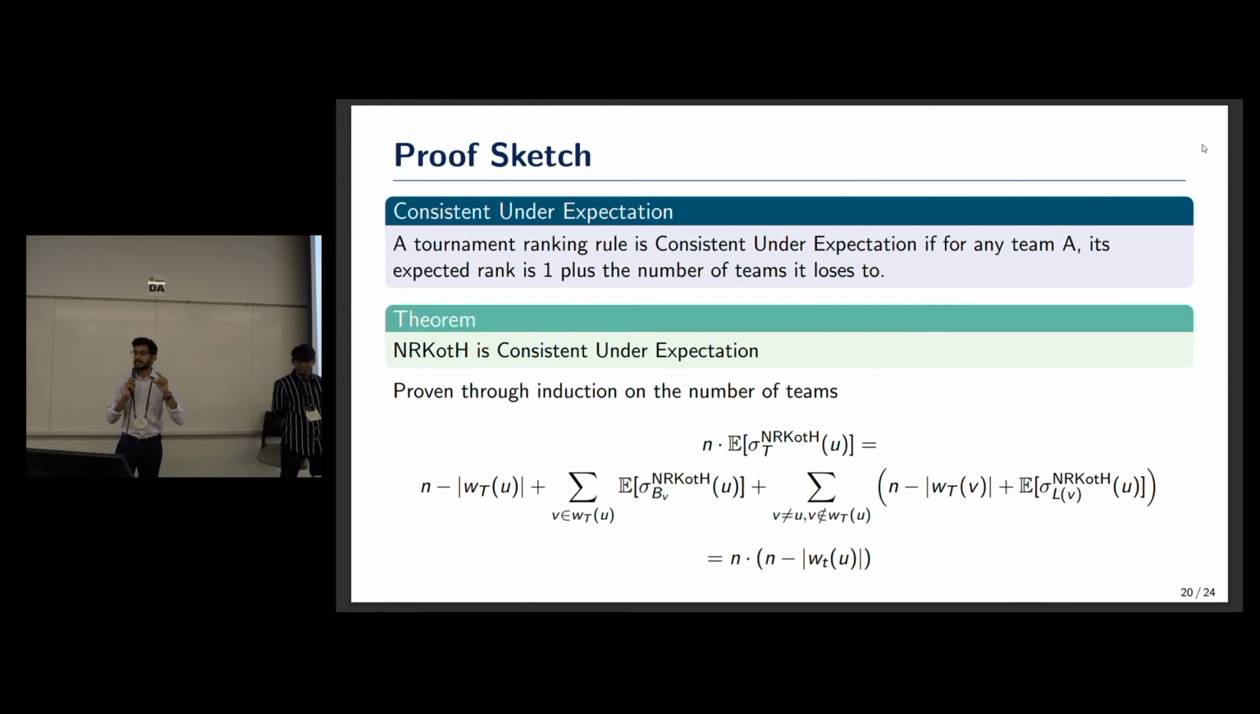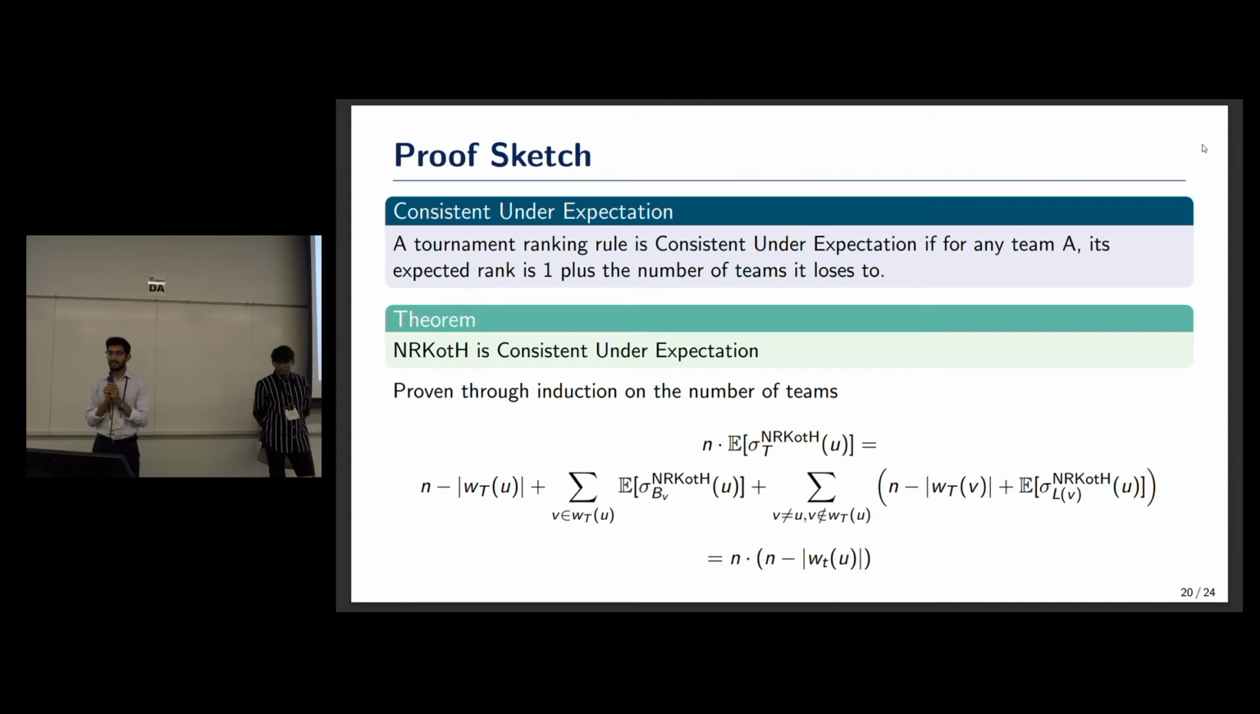We see that this is actually a stronger notion than Condorcet consistency. So any tournament ranking rule that is consistent under expectation also satisfies Condorcet consistency, making this a stronger notion. And we managed to show that NRKOTH, or nested randomized king of the hill, is in fact consistent under expectation. To give kind of a high-level overview of how we proved this, we show this over induction on the number of teams in the tournament, and we managed to condition over the selection of the first pivot.